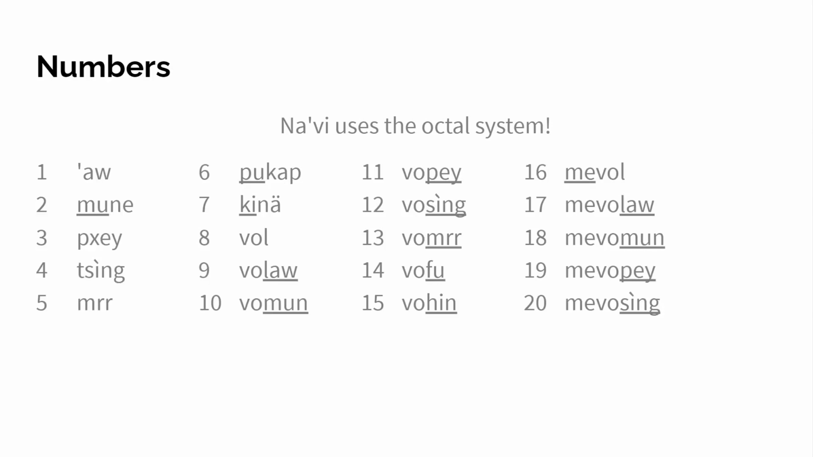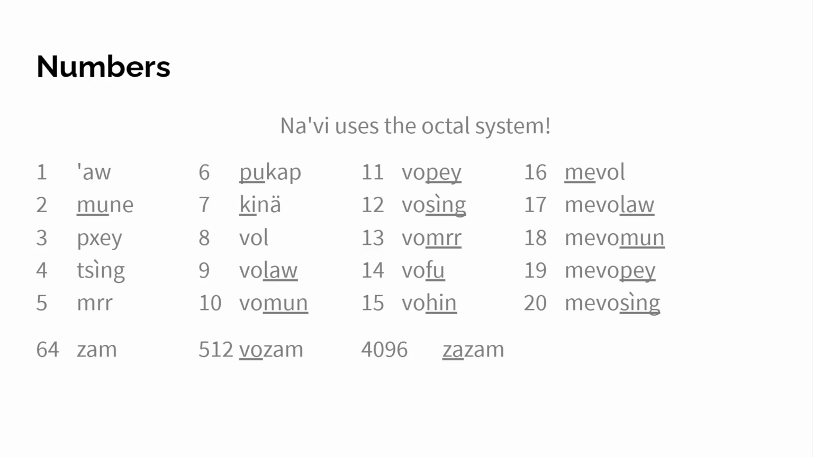Here are the first 20 numbers: au, mune, p'ei, tsing, mr, bukap, gine, vol, volau, vomun, vopei, vosing, vomr, vofu, vohin, mevol, mevolau, mevomun, mevopei, mevosing. There are also higher numbers like sam, vosam and sasam.